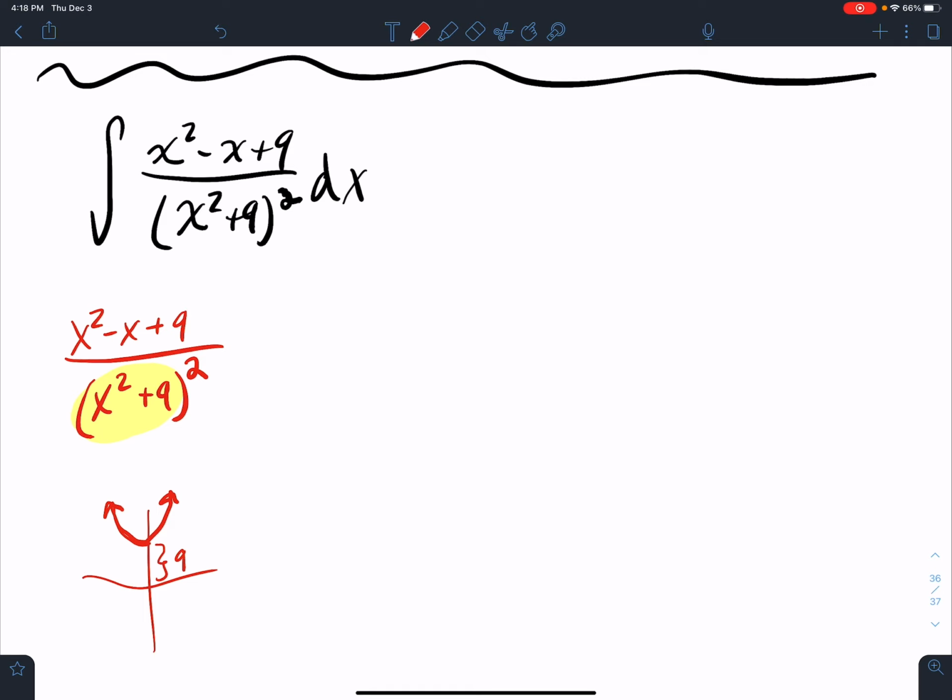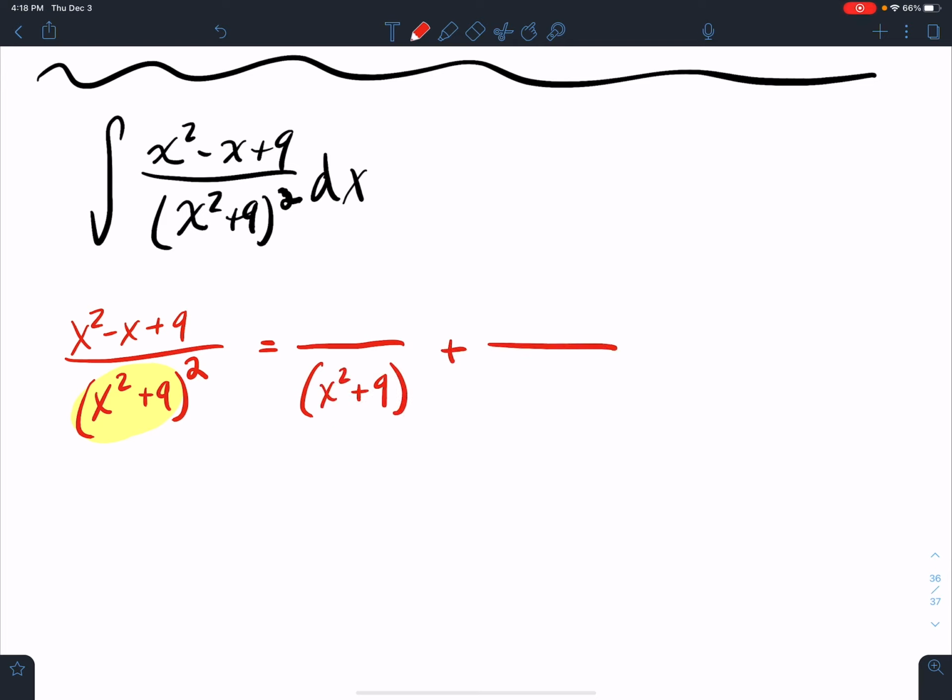And since it's a power of 2 on those quadratic irreducibles, we've got to build up. So what do I mean by build up? I mean I have an x squared plus 9 factor, but I also have an x squared plus 9 quantity squared factor. Since it's irreducible quadratic, I need a linear numerator, ax plus b. Same with this one, irreducible quadratic, I need a linear numerator, one degree less than the denominator factor. And I don't know why I wrote ax plus b again. I need a different letter, because they could be different numbers, so cx plus d goes there.